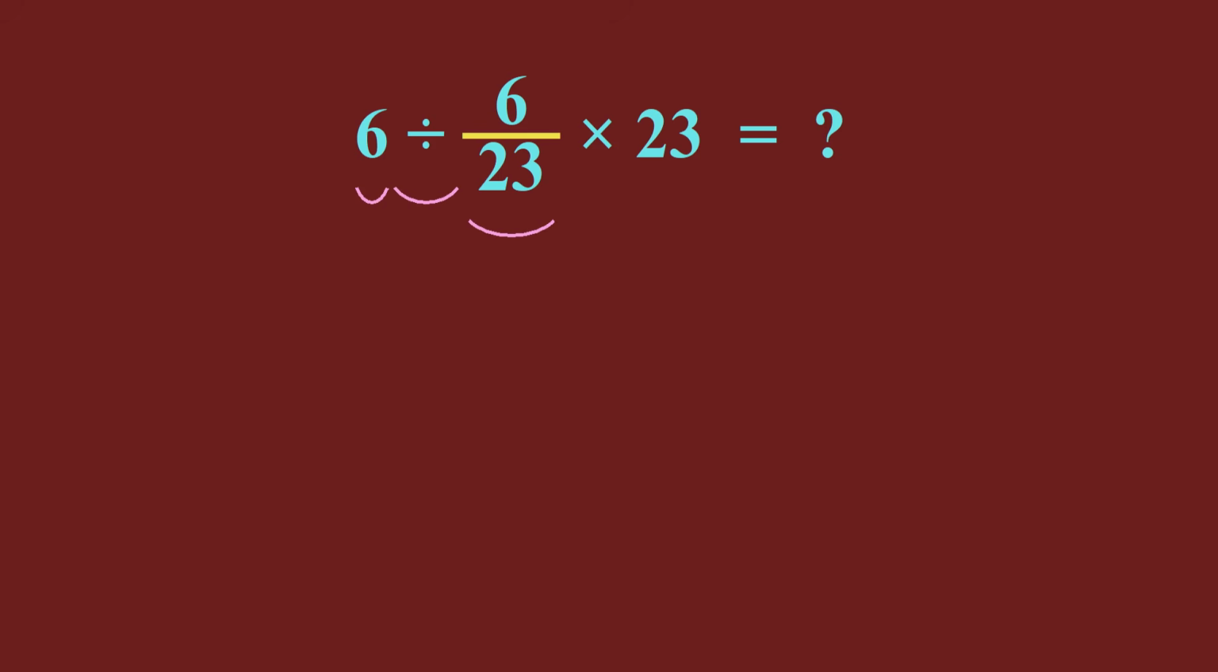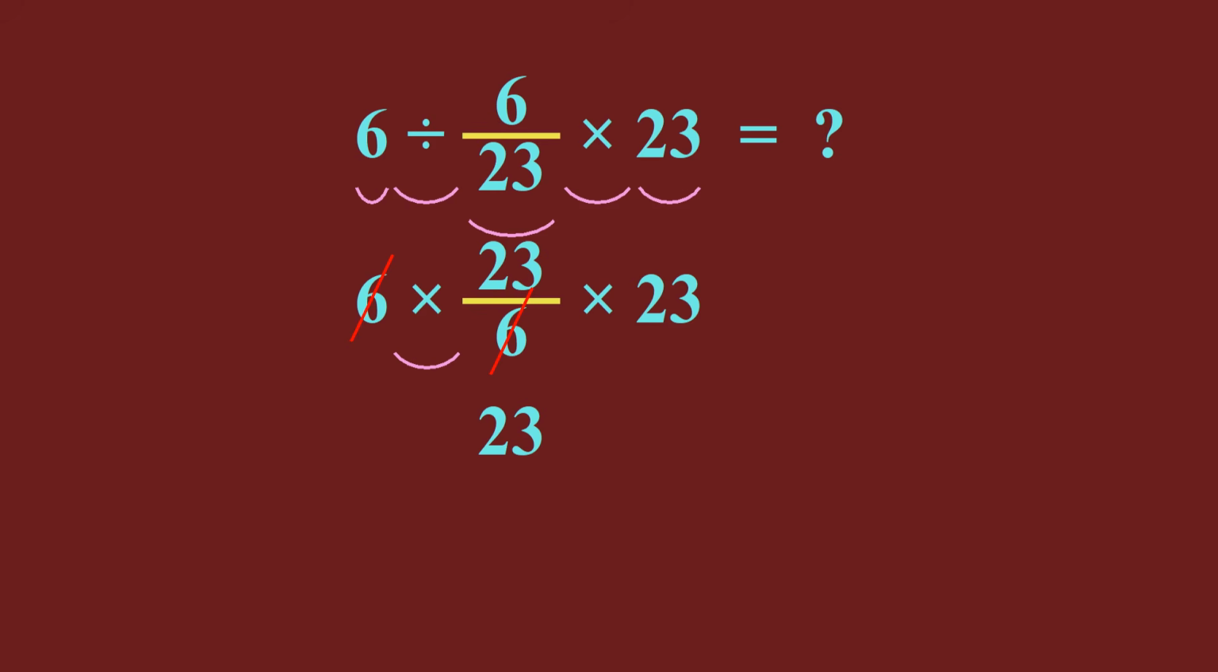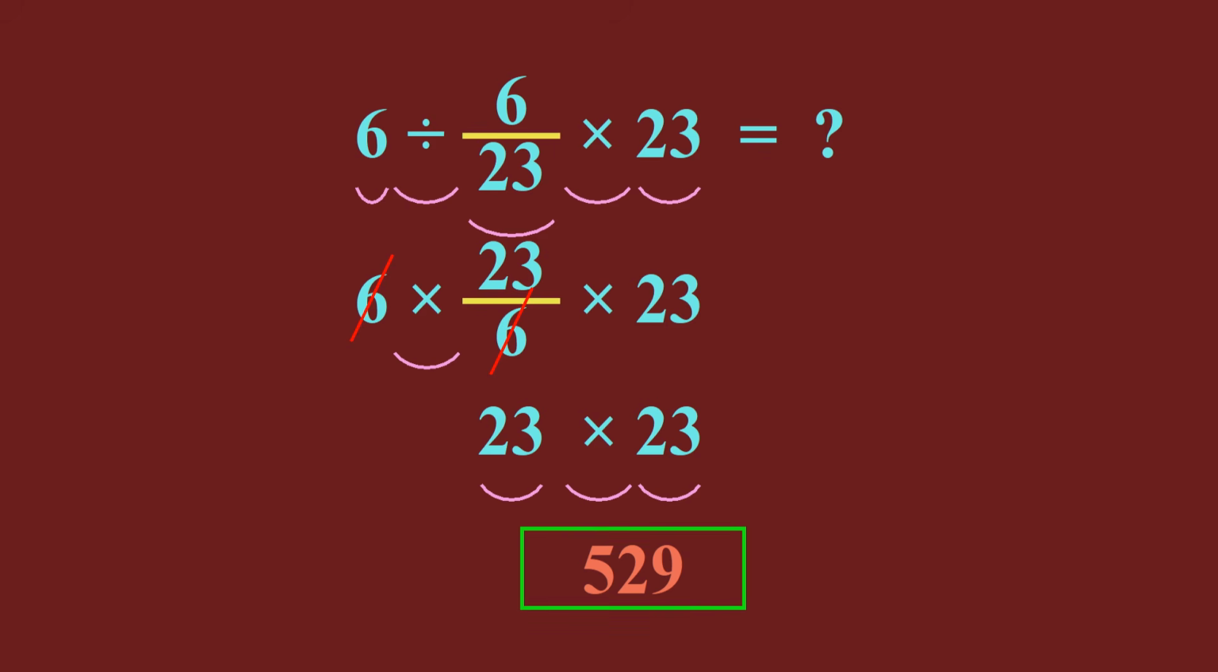To do this division, write down the 6, then change division to multiplication and flip this fraction to 23 over 6. And here again, we have times 23. Now we have this new problem. First we do this multiplication. We can easily cancel this 6 and this 6, which gives 23. And here again, we have times 23. So here we have this 23 times 23, which equals 529. And this is our final answer to this problem.